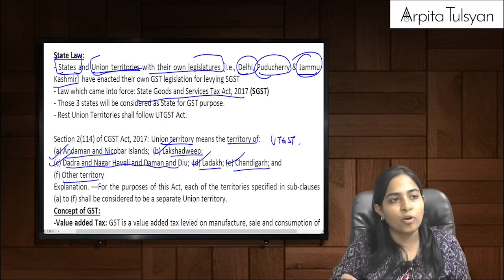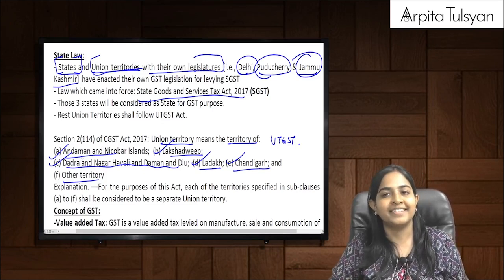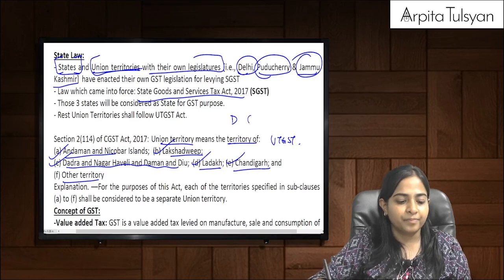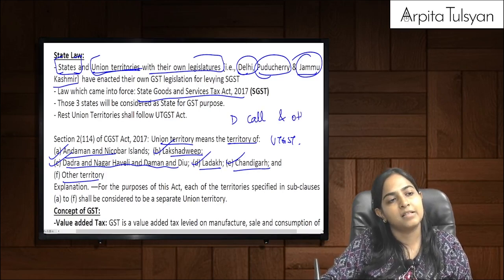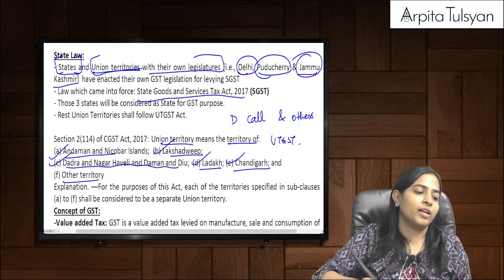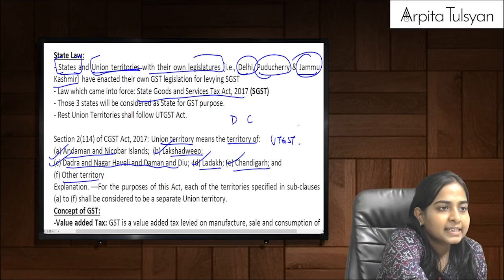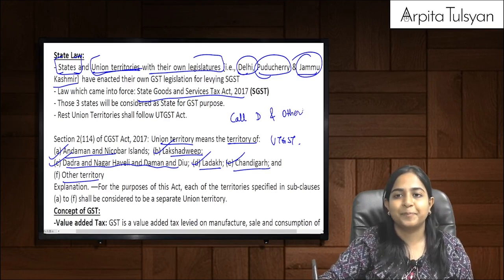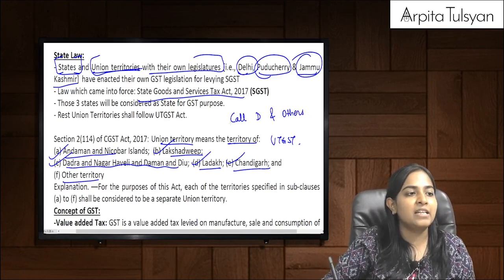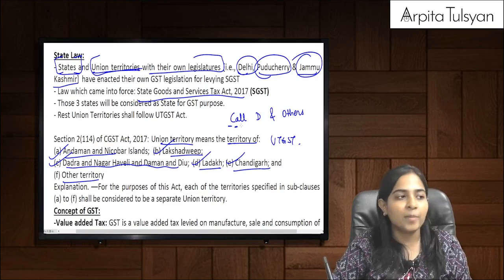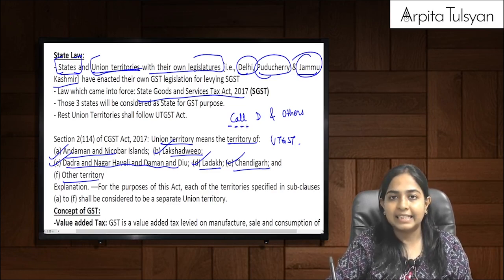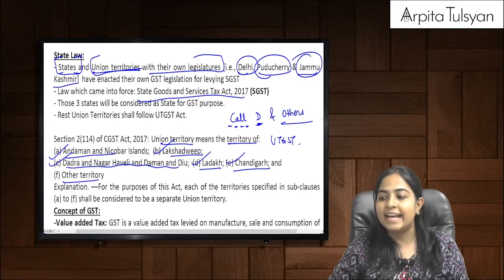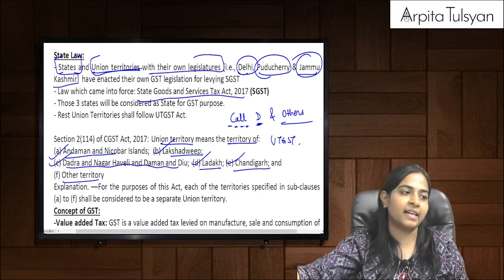Ma'am, how do we remember these names? Delhi, Puducherry and Jammu Kashmir, this you have to remember. No option in that. For the other union territories, maybe you can remember it in this way: Kol and others. Or alternatively, Kol, D and others. Ma'am, what does this stand for? C, Chandigarh. A, Andaman and Nicobar. L, Lakshadweep and Ladakh. D, Dadra and Nagar Haveli and Daman and Diu, and any other territory. Call it D and others. By this way you can remember it.